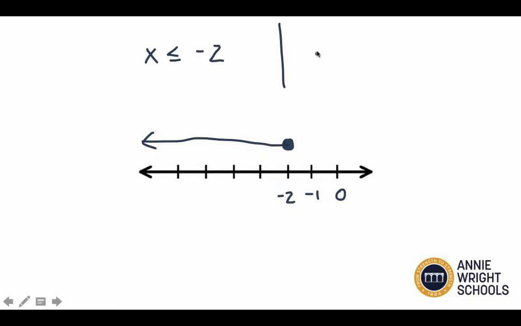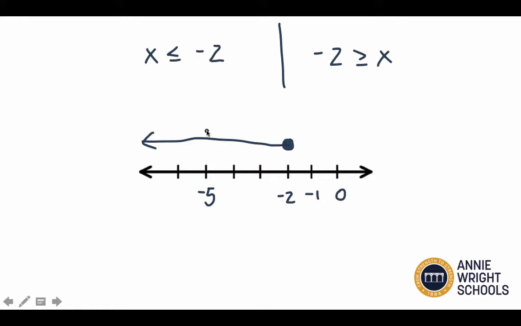This says the exact same thing. Negative 2 is greater than or equal to x. But because my variable isn't first, I don't draw the arrow to the right. I have to think about where are the values of x smaller than negative 2. That would be over here at like negative 5.